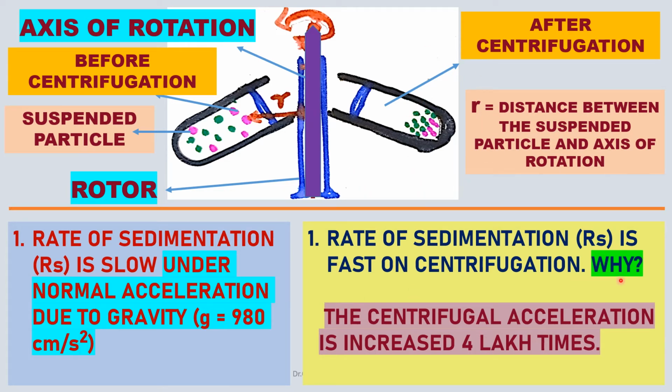Why is the rate of sedimentation high on centrifugation? Because of centrifugal acceleration. Because of the rapid spinning, the acceleration of the sample is increased to 4 lakh times. Therefore, the rate of sedimentation is fast. It occurs in less than a second, immediately, in 1 minute or so.